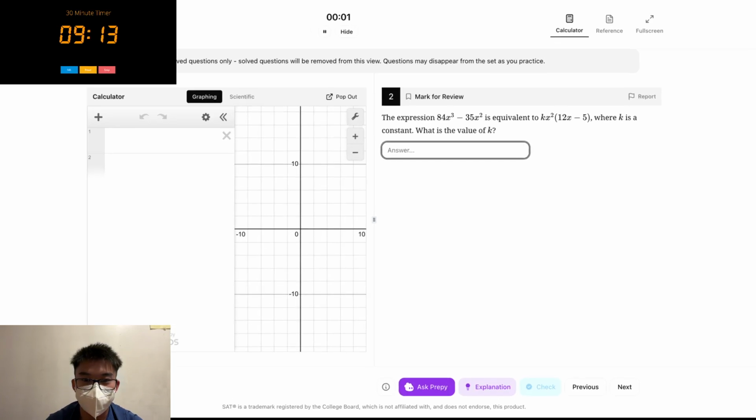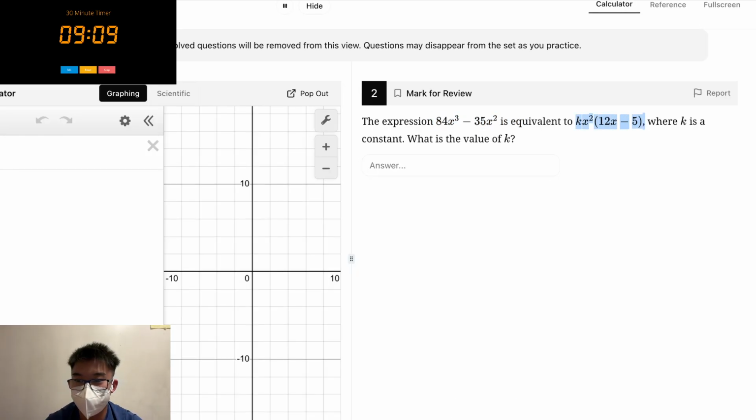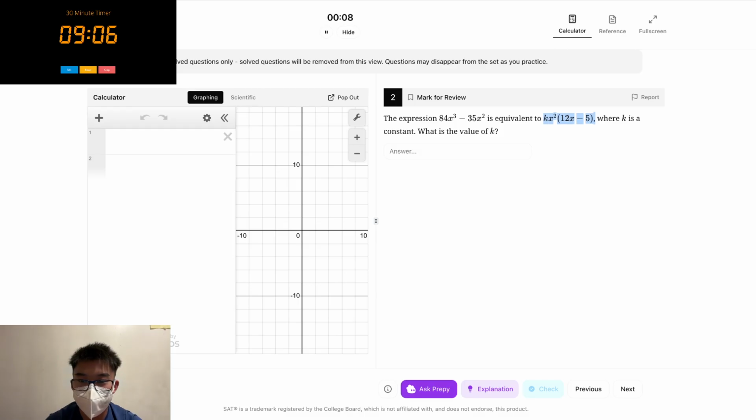All right, let's go to the next one, since we have 9 minutes left. So f of x, this is what's equivalent to k. No, k is equal to the constant. Blah blah blah. Okay, this one's probably a regression question.